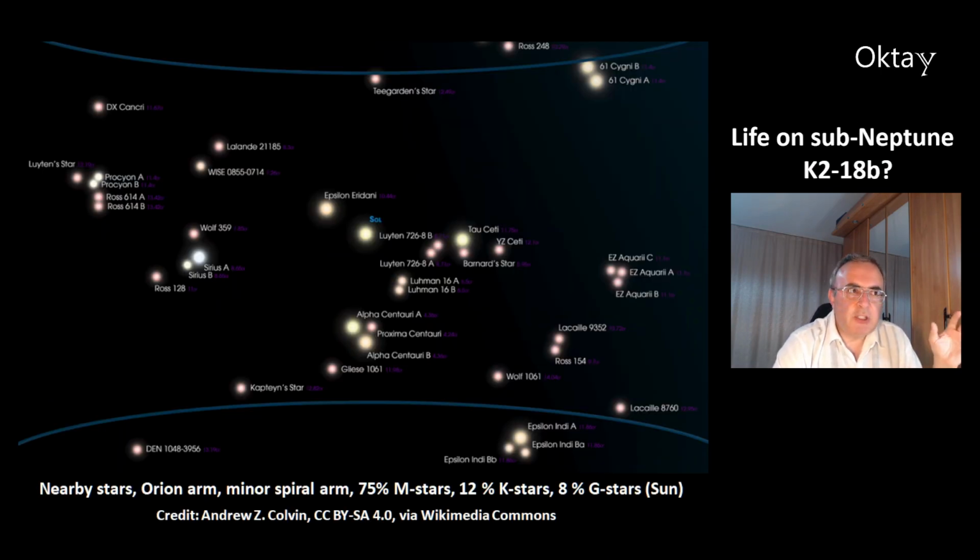This is a nice picture of the nearby stars around the Sun. The Sun is here, the G-star, yellow dwarf. All these stars are in the minor arm, the Orion arm, in the Milky Way galaxy.